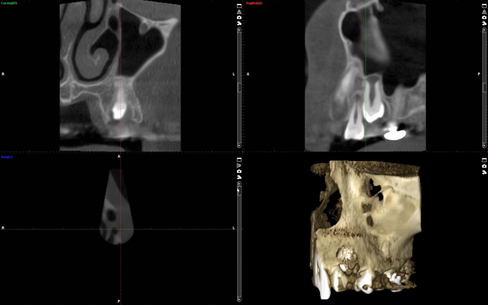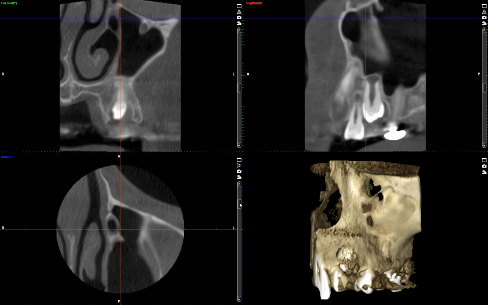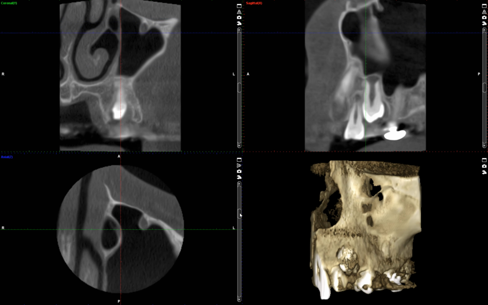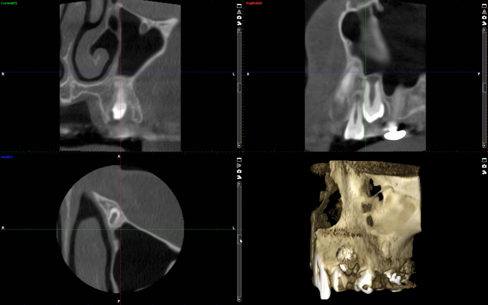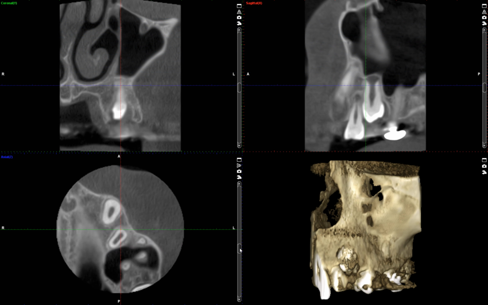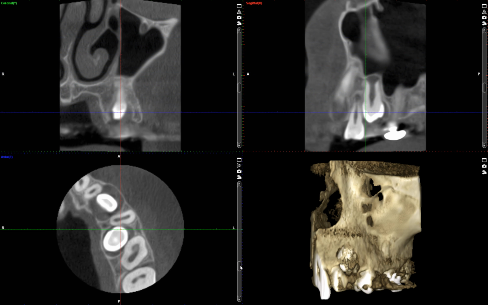So let me go up to the top of the volume, and I'm going to scroll through the axial slice through the volume, moving from the superior to inferior direction. And we're starting to capture root apices. So right about here is our area of interest. This is tooth number 11, and that is 12, 13, 14, and 15.